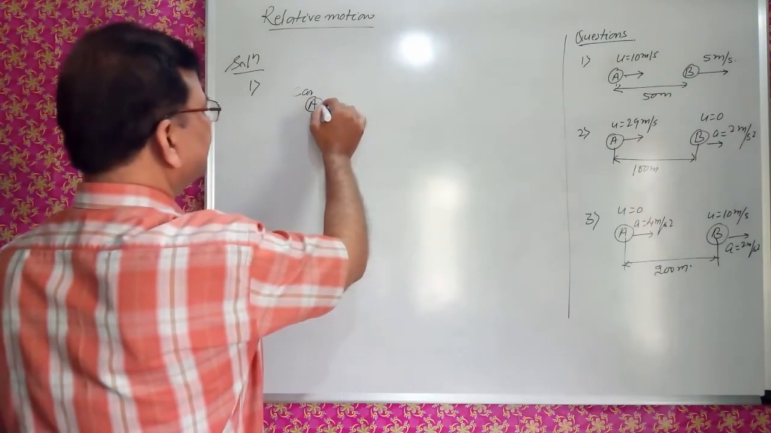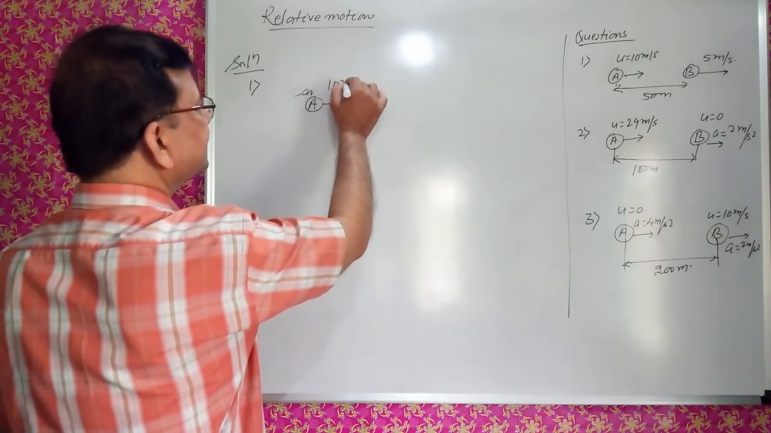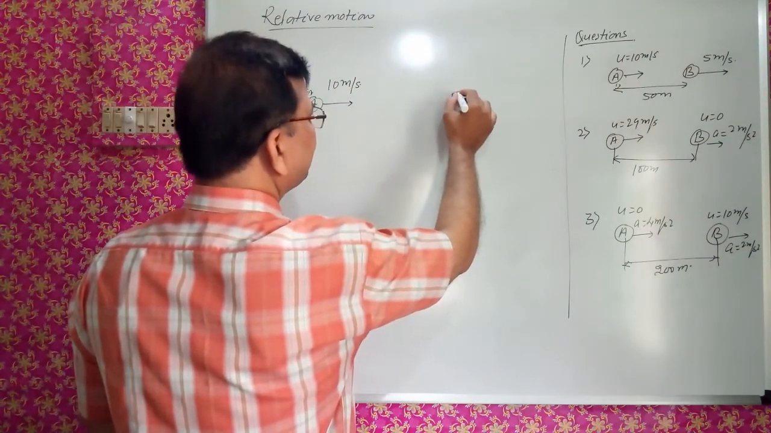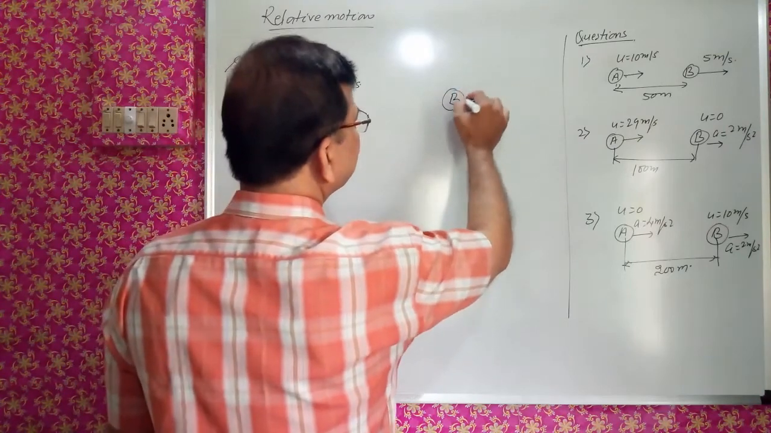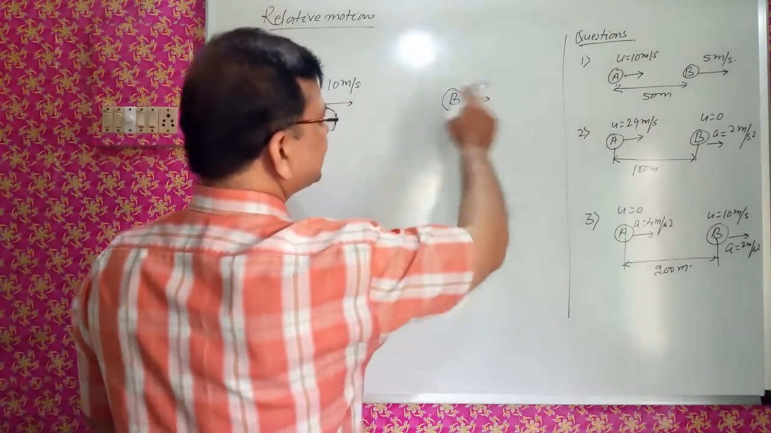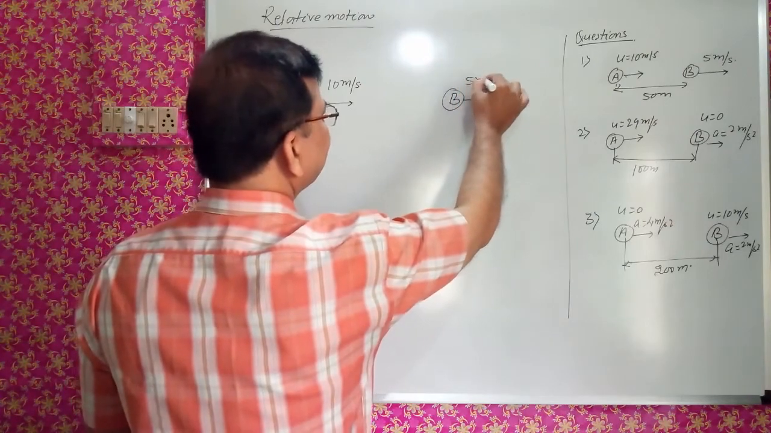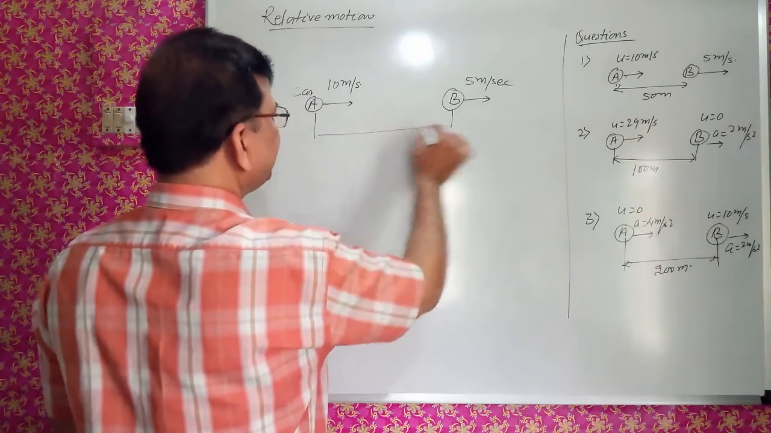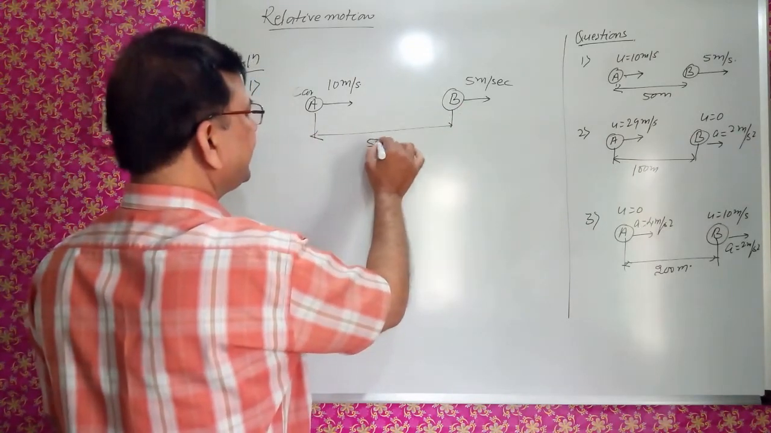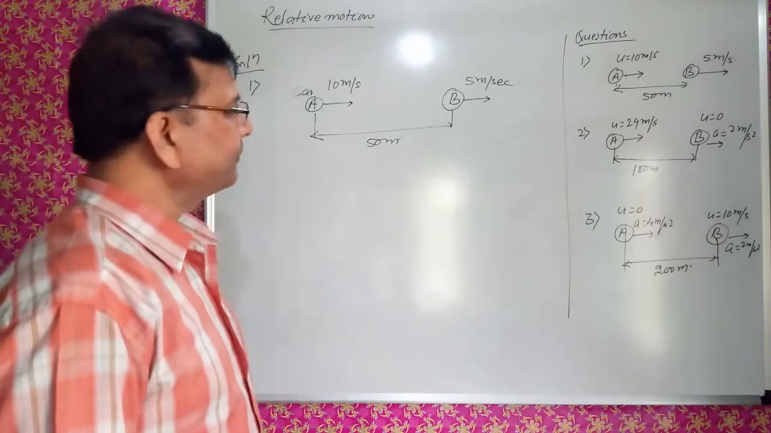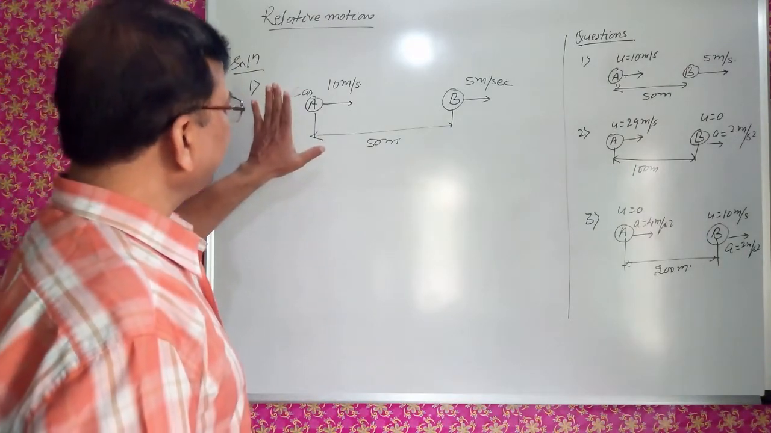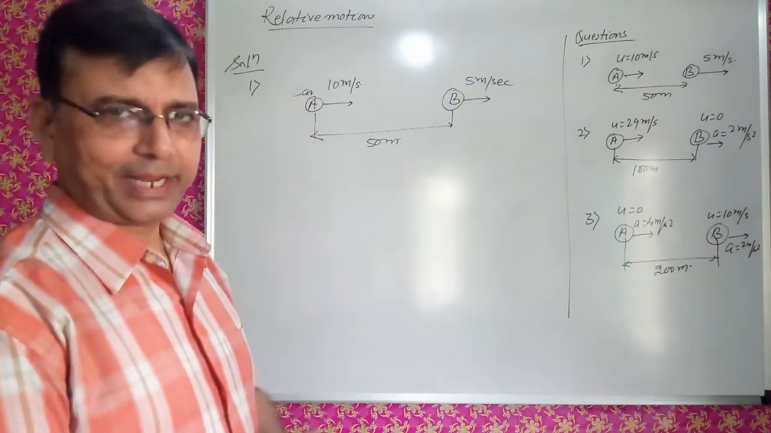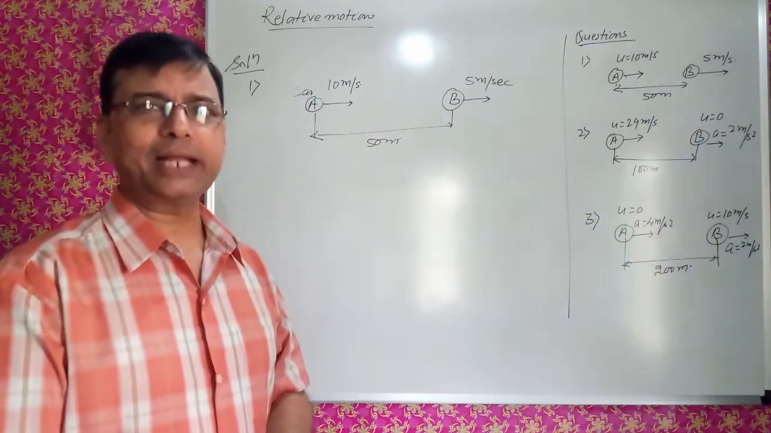which is moving with a velocity of 10 meters per second, right? Another car, which is car B, is moving in the direction shown by the arrow at 5 meters per second. And the distance between these two is 50 meters. So you have to find how much time car A will take to catch B, and at what distance it will catch.